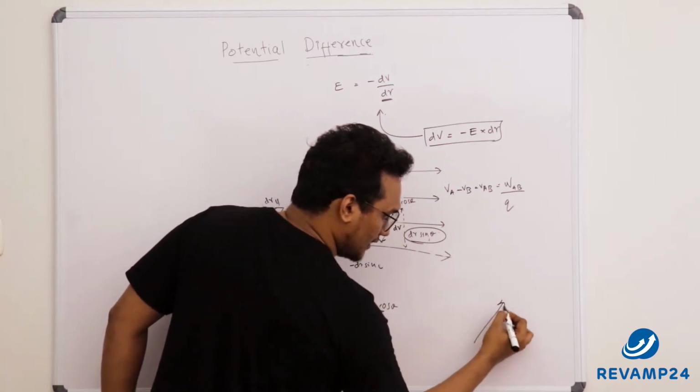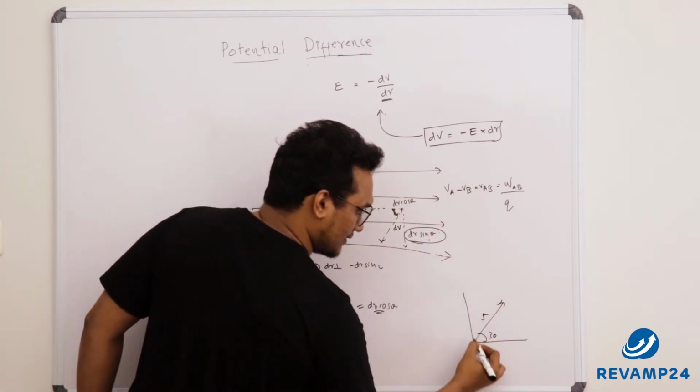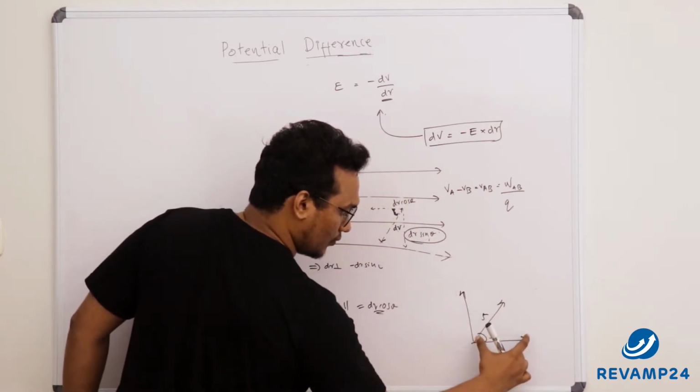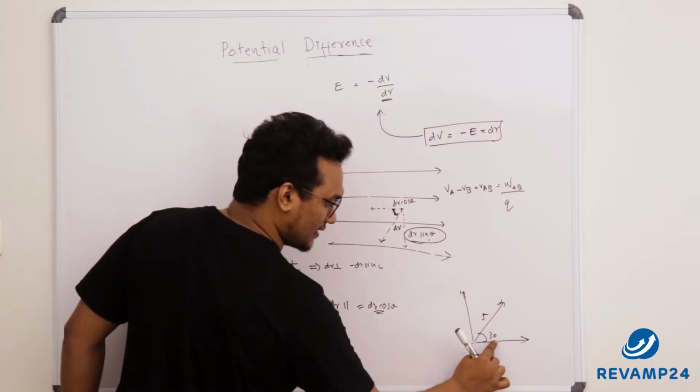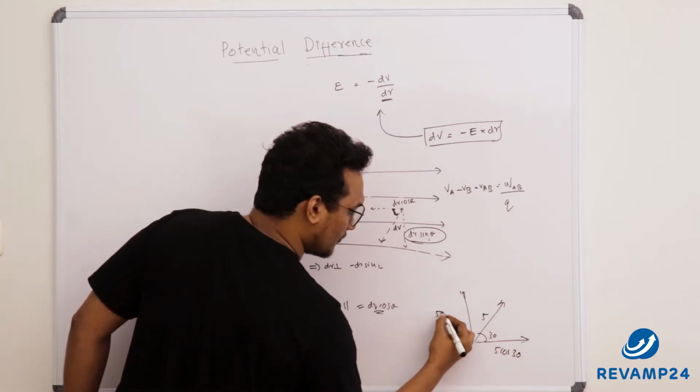For example, if this is 5 and this angle is 30, and that has been split into two components, one is this and the other one is this. So this component has theta in it. So that will be 5 cos 30 and this will be 5 sin 30.